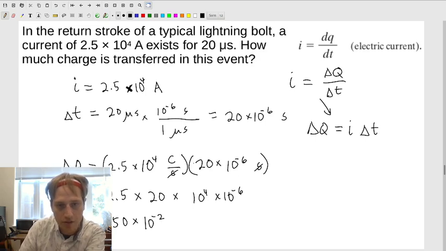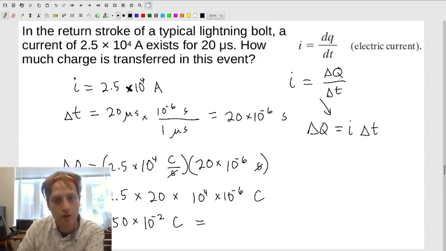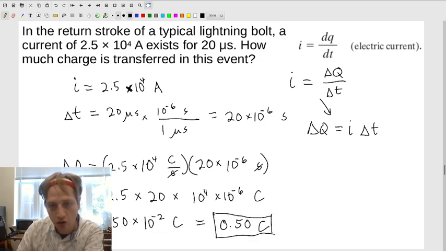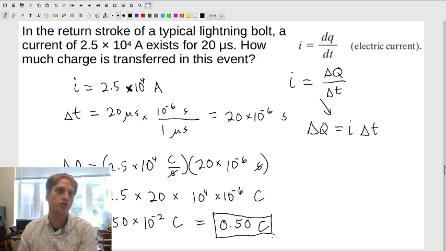And then this has units of coulombs. So this is coulombs. And this is going to give me 0.50 coulombs. So what this should tell you is that a coulomb is actually a ton of charge.